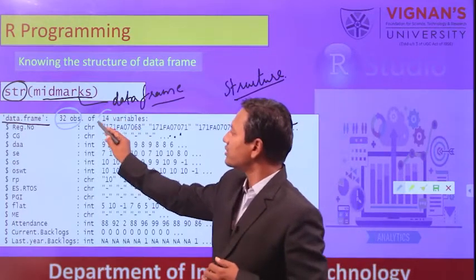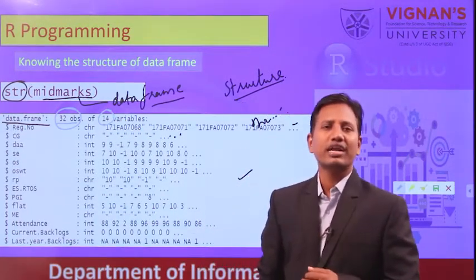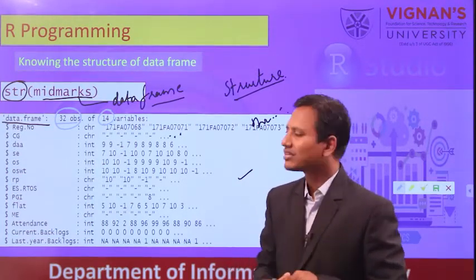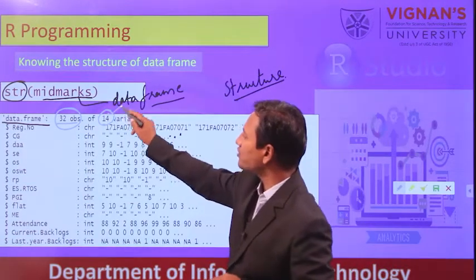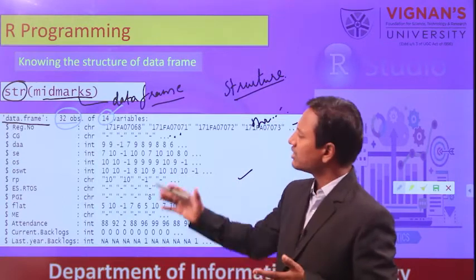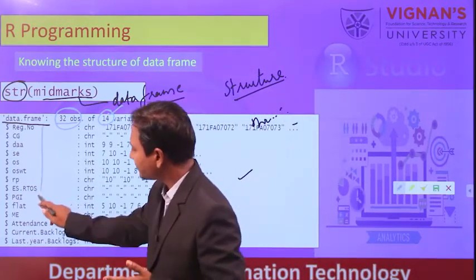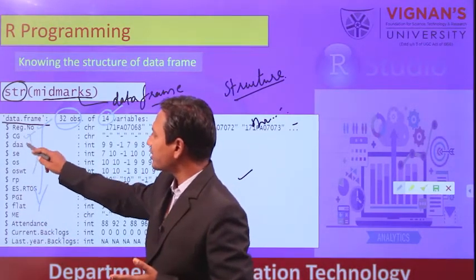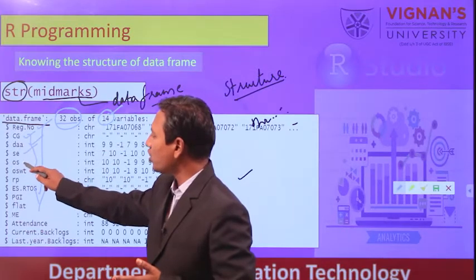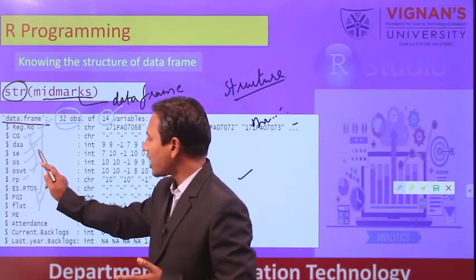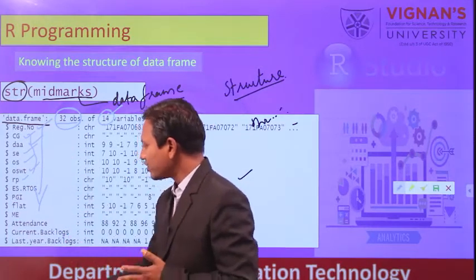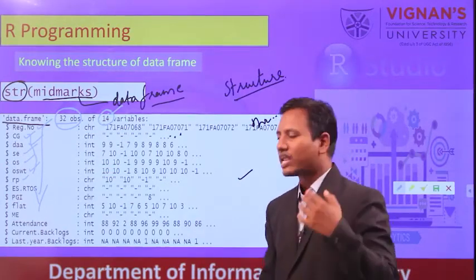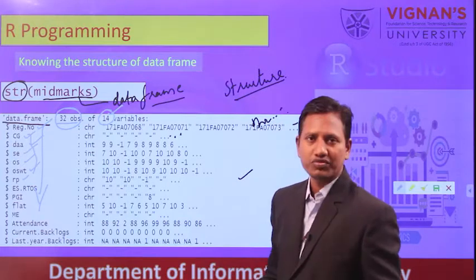Then 14 variables. As I told you, a data frame comprises different columns. The column names are called variables. So we have 14 column names, and the 14 names are given here. First is register number, then these are the subject names: computer graphics, DA, software engineering, operating system, OSWT, R programming. Like this, we have different column names, and each column name has values, and those values are of different types.